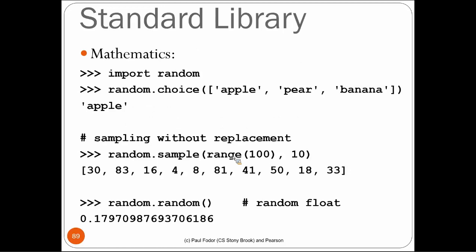Math.random, we already saw it before. We used it for shuffling a list. You can also extract elements from a list with random.choice. You can sample from a range any number of elements. In this case, I'm sampling 10 elements from range 100. Or you can obtain a random float between 0 and 1, including 0, not including 1, which is random.random.